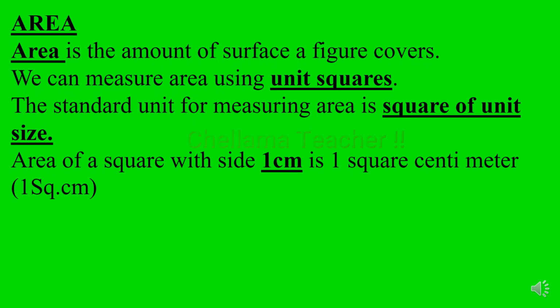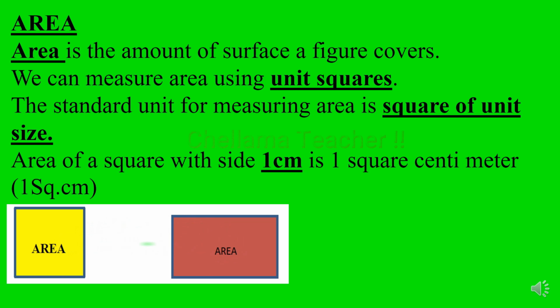Next is area. Area is the amount of surface it covers. We can measure area using unit squares. The standard unit for measuring area is square of unit size. Area of a square with side 1 centimeter is 1 square centimeter. Simply 1 sq.cm.